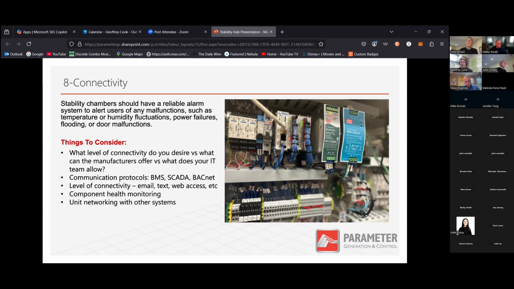A big level of connectivity that we are working on and very proud to be on the cusp of is component health monitoring. Does your machine warn you when the heater is drawing too many amps and is imminently about to fail? If you go out of spec, can your machine simply tell you it's because the pump has failed? Things such as that. Does your machine flag you and tell you it's time to perform preventative maintenance based on hours of runtime? So those are the types of component health monitoring that we're looking at.